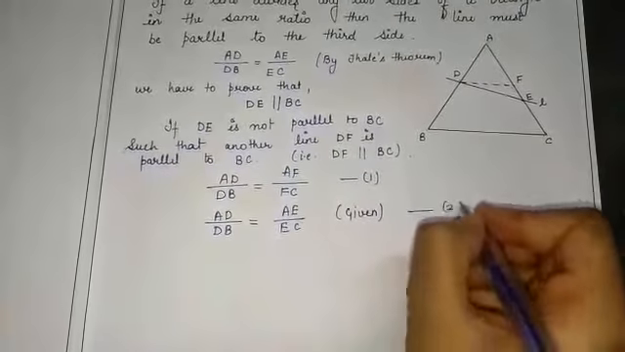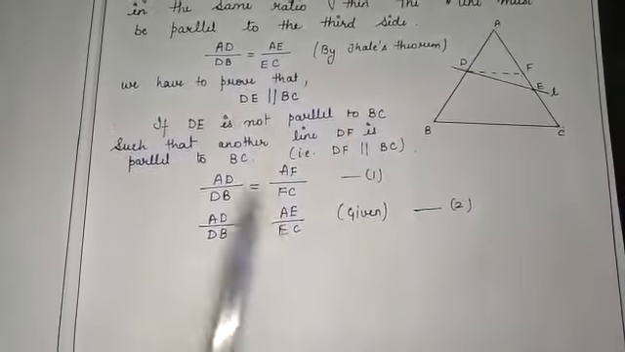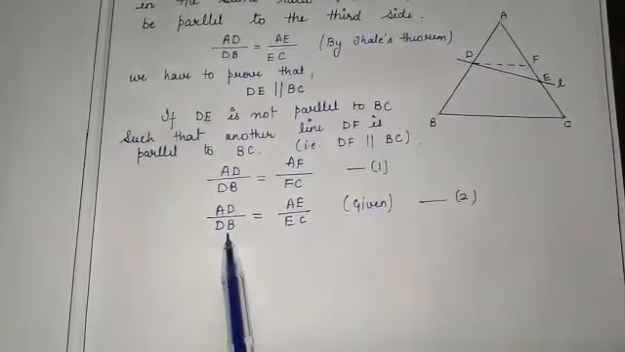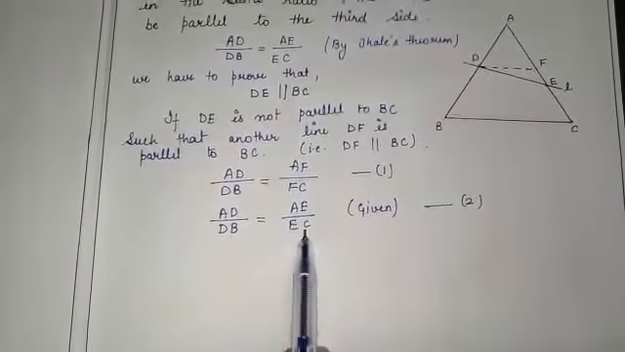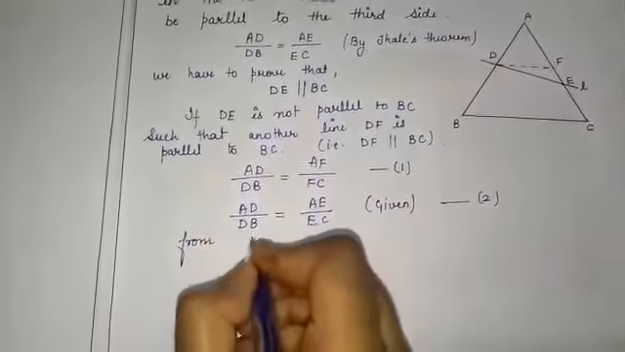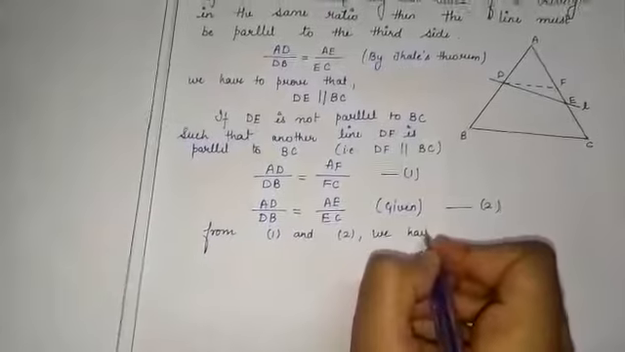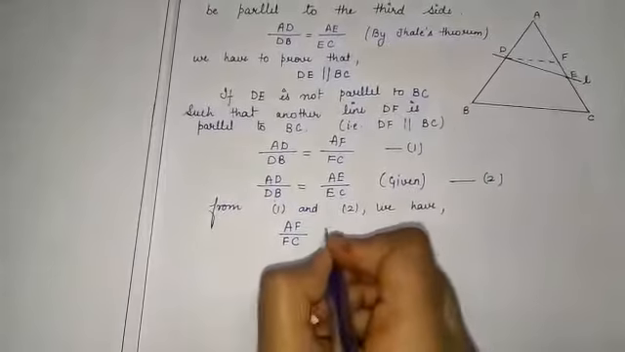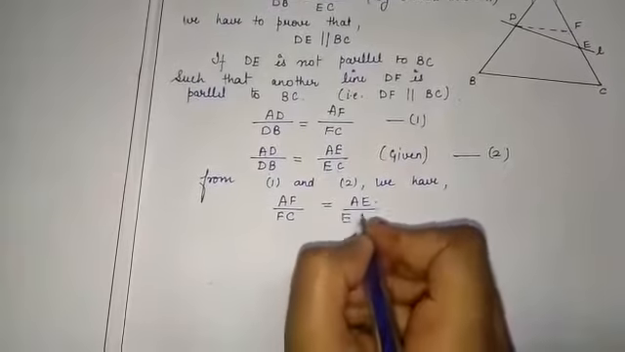So now I'll take this as equation number 2. By equation number 1 and equation number 2, you can see that the term AD upon DB is the same on both. So from 1 and 2, we have AF upon FC is equal to AE upon EC.